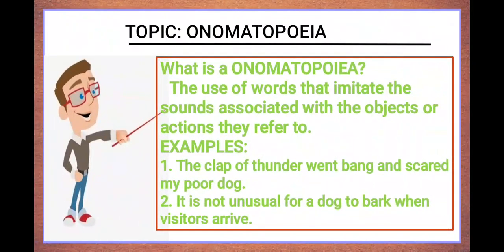What is onomatopoeia? The use of words that imitate the sounds associated with the objects or actions they refer to. Examples: the clap of thunder went bang and scared my poor dog. It is not unusual for a dog to bark when visitors arrive.